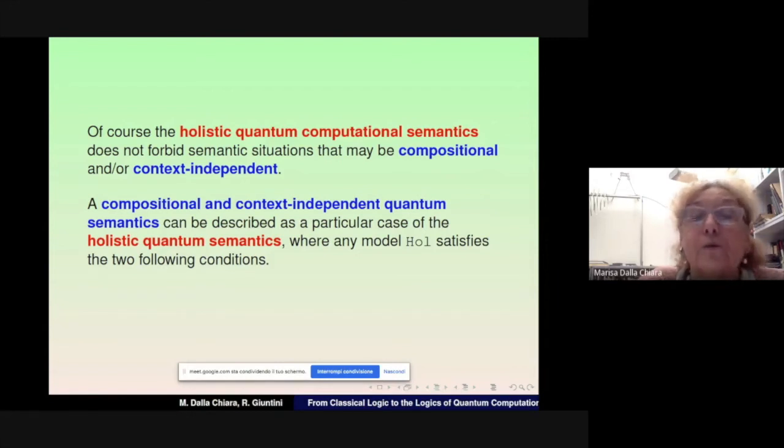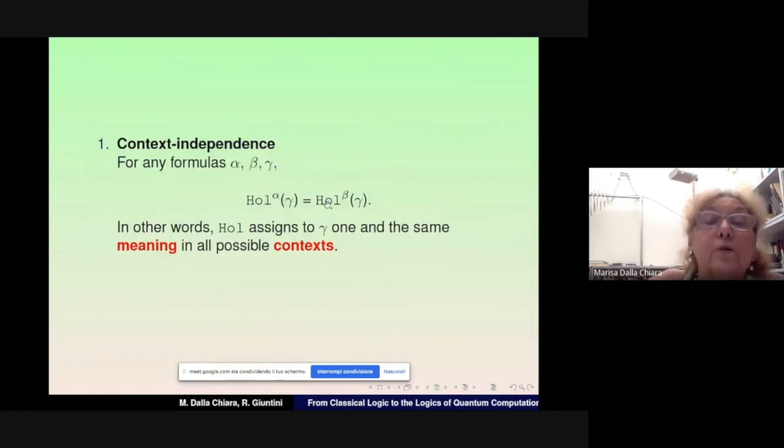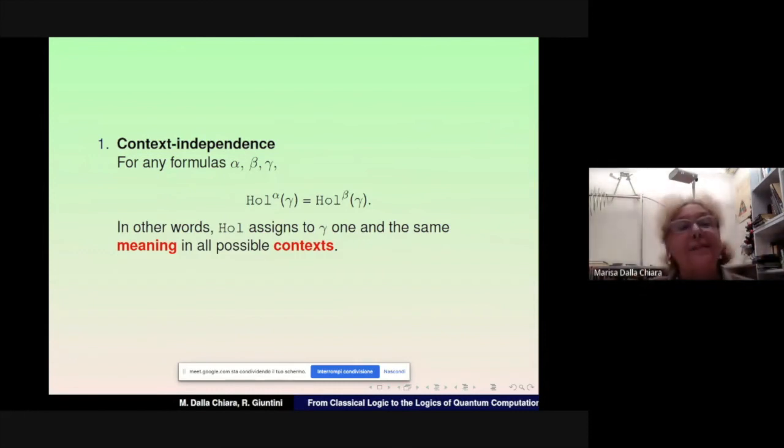A compositional and context independent quantum semantics can be described as a particular case of the holistic quantum semantics, where any model whole shall satisfy the two following conditions. First condition, context independence. This condition asserts that for any formulas alpha, beta, gamma, the contextual meaning of gamma with respect to the context whole alpha is equal to the contextual meaning of gamma with respect to the context whole beta. In other words, whole assigns to gamma one and the same meaning in all possible contexts, as happens in the case of classical semantics.